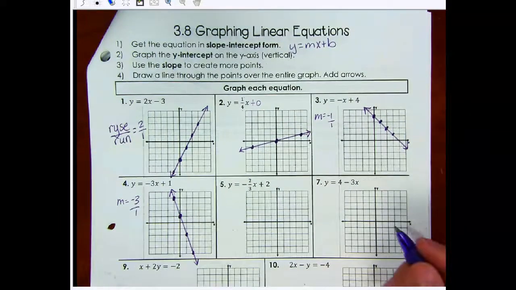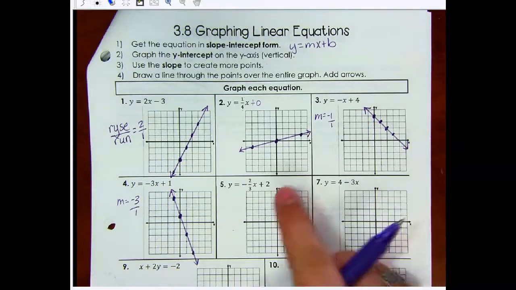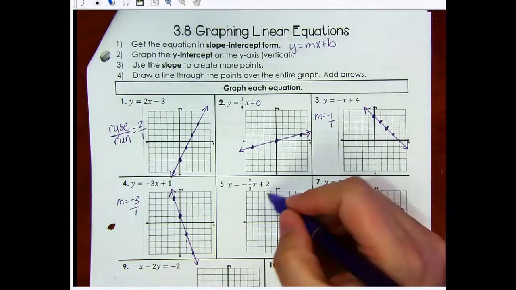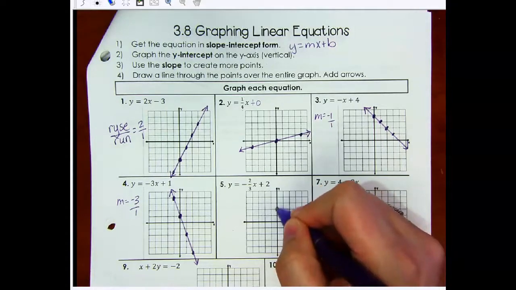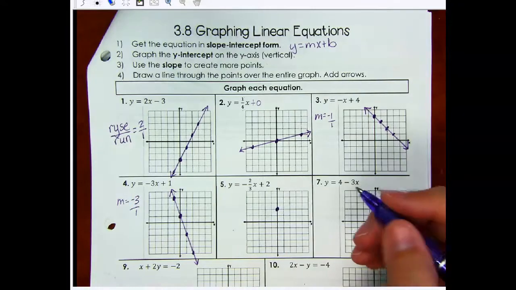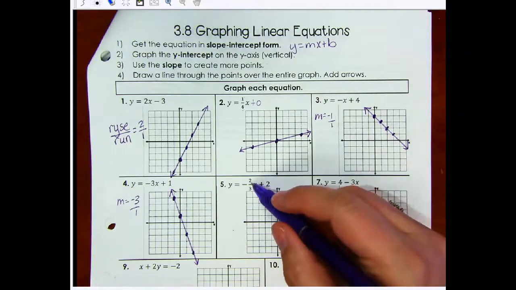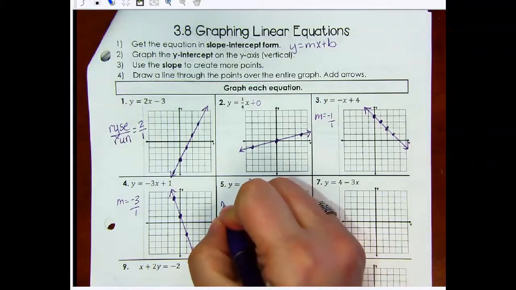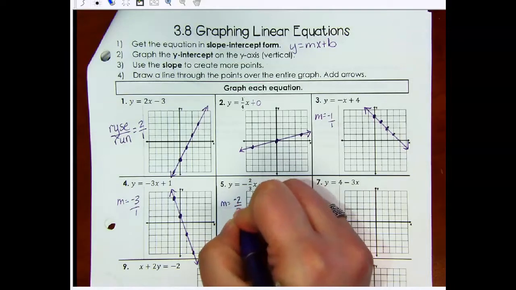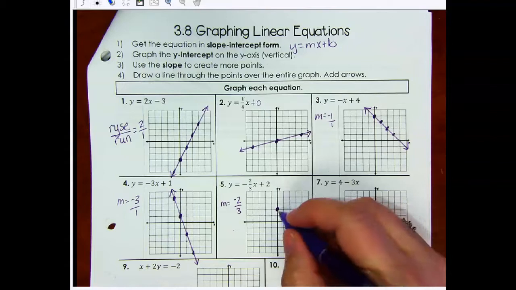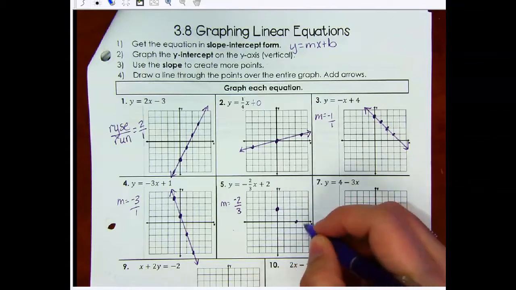All right, number 5, similar to number 2 because it's got a fraction for your slope. This time though, we're going to start on 2 on the y-axis because it has a plus 2, so that means we go up to 2 on the y-axis. Then for this one, I'm going to say that my slope is negative 2 over 3. So I kind of move that negative up there with the 2. So then I know I need to go down 2 and right 3.